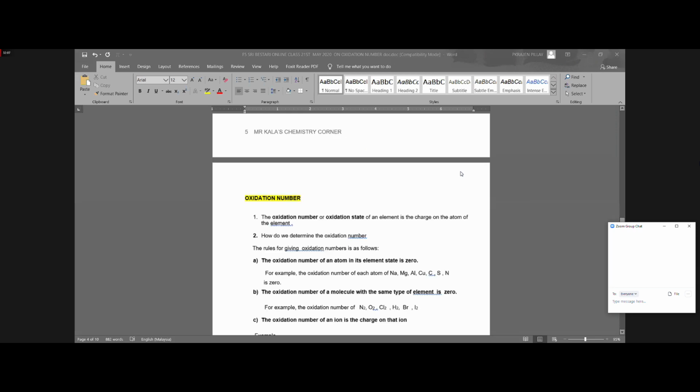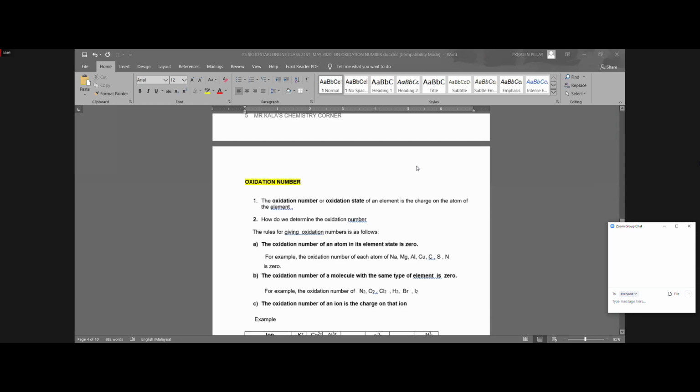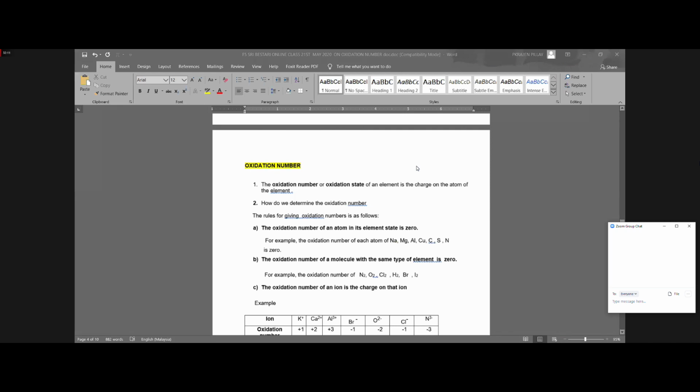Now, this one is just a simple calculation, but this is a very important thing. This comes out in your Paper 1 multiple choice, and also in Paper 2 structured questions. Sometimes they ask you to calculate. So what is oxidation number? Another name for oxidation number is oxidation state. I'll give a very simple example.